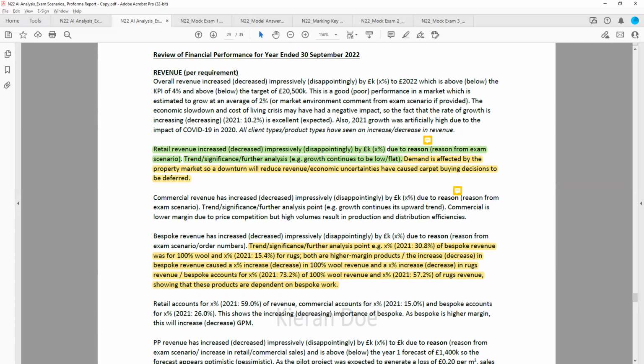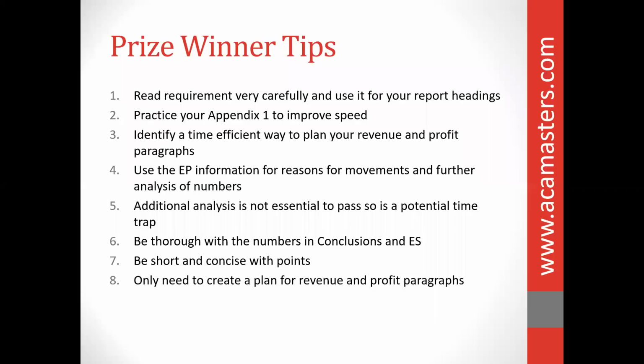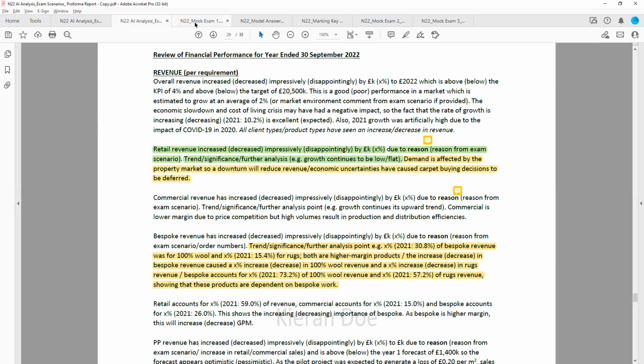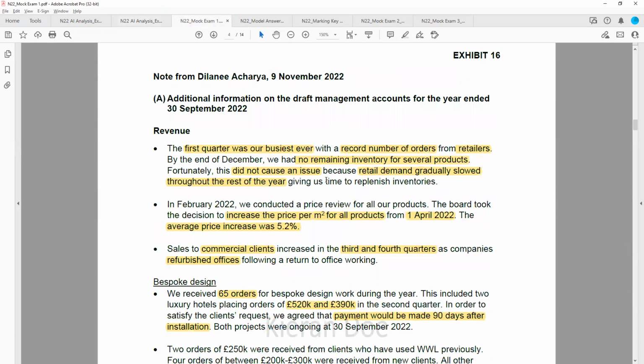etc., etc. So you can think about how you're going to plan your different sections and the order in which you're going to do things as well. Like I said, I like to just do all my revenue section first of all, so do the numbers and then write it up.